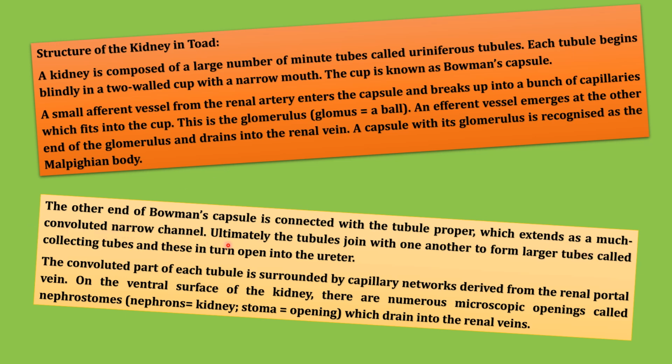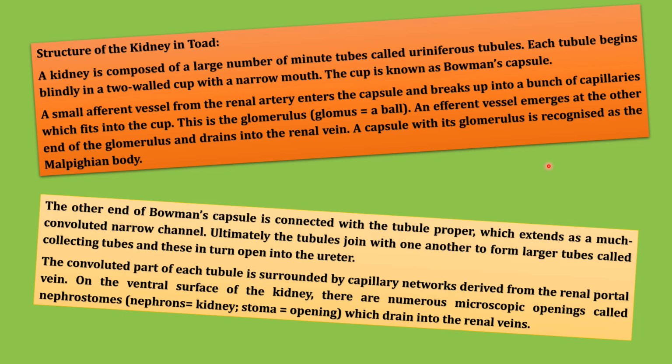The other end of Bowman's capsule is connected with the tubule proper, which extends as a much convoluted narrow channel. Ultimately, the tubules join with one another to form larger tubes called collecting tubes, and these in turn open into the ureter. The convoluted part of each tubule is surrounded by capillary networks derived from the renal portal vein. On the ventral surface of the kidney, there are numerous microscopic openings called nephrostomes. Nephron means kidney and stoma means opening, which drain into the renal veins.